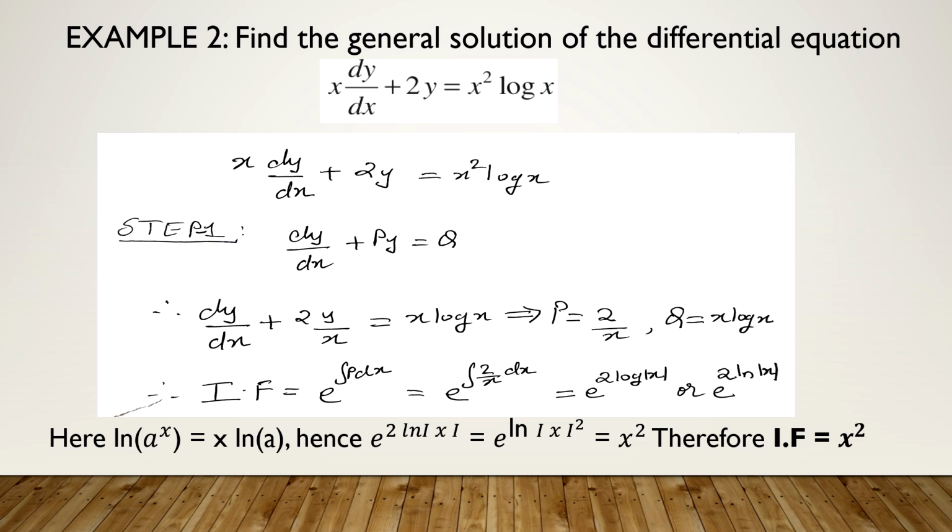Now there is a rule for log. Ln of a raised to x is x into ln of a. So e raised to 2 log mod x is e raised to log mod x square. What is that? Exponential and logarithmic are inverse functions. So e raised to log will be x square. So integrating factor is x square. This was the second step.